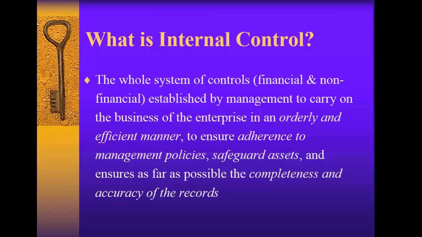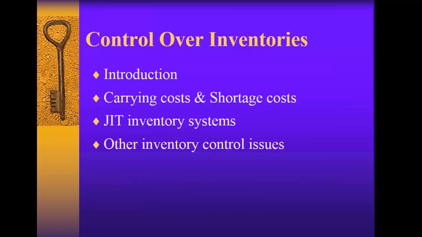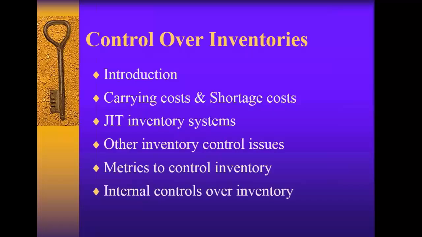There's all kinds of things that could happen to inventory, and inventory essentially is your lifeblood to the organization, and we need to understand what the controls are related to this process. So let's talk about some specific controls. As we're looking at this, you notice the things that we're looking at. We're looking at considering the carrying cost. We're looking at considering just-in-time inventory systems, other inventory control issues, metrics, and internal controls.